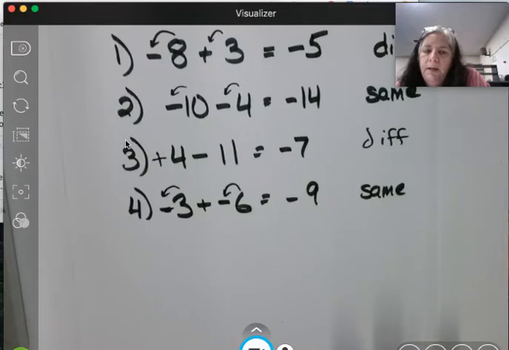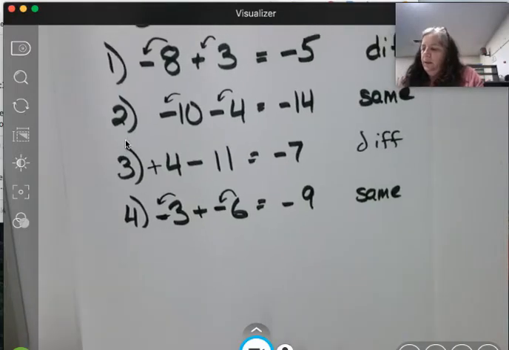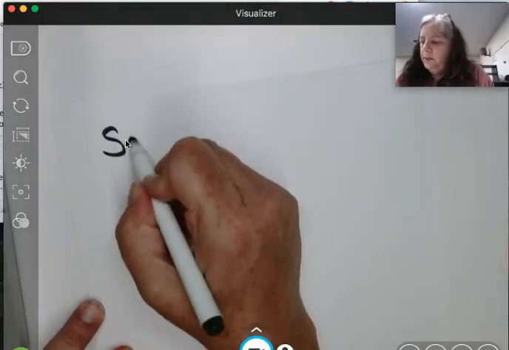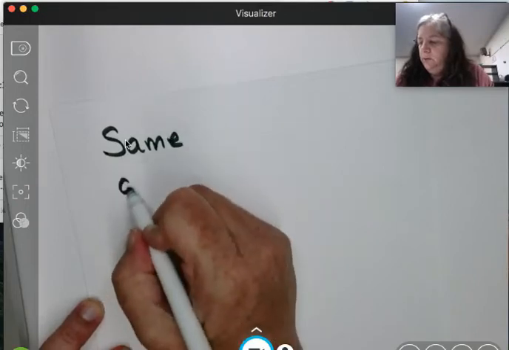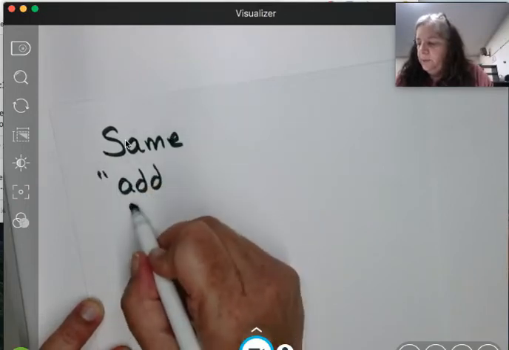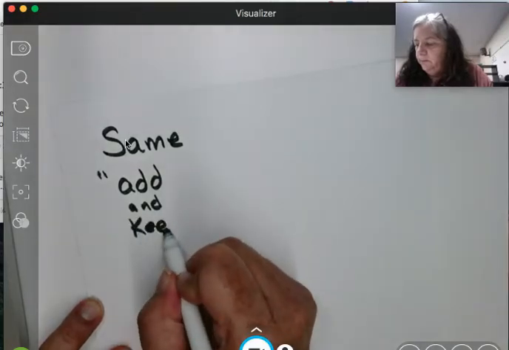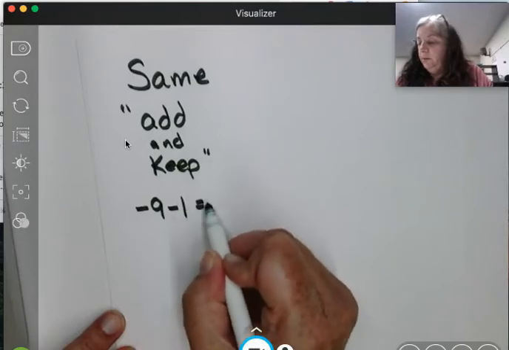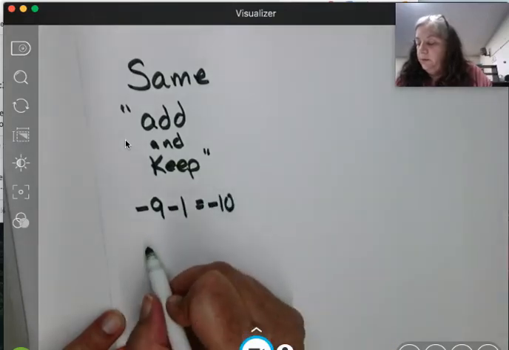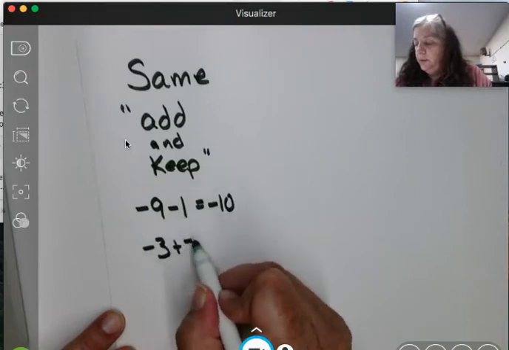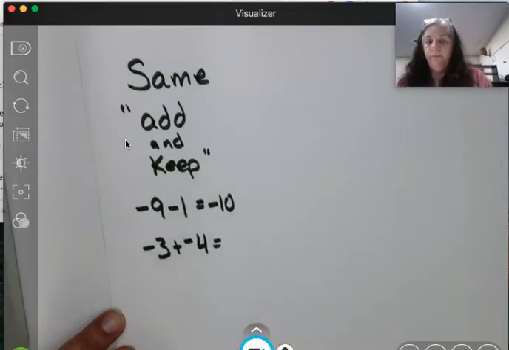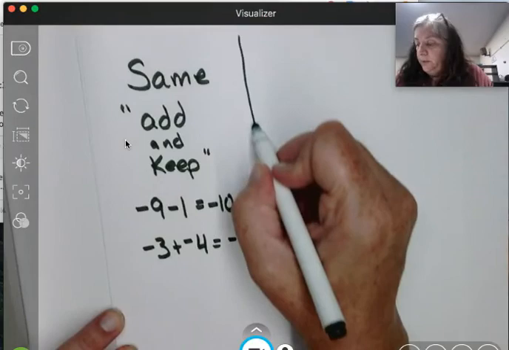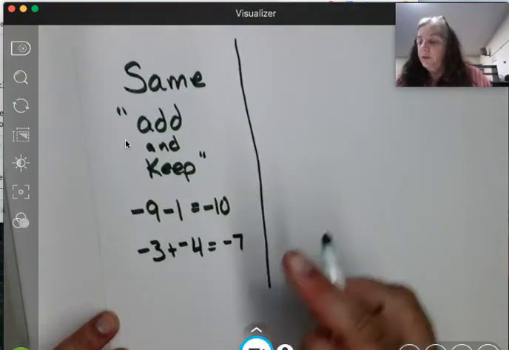So I'm going to give you some that I want you to practice. And let's make sure, in fact, let's summarize before I give you a practice. Same signs. You, quote, add and keep is what people say. And let's write 2 examples. -9 minus 1 equals -10. Another example, -3 plus -4. Add them, keep the sign, -7. So write this down so that you can use this as a reference.